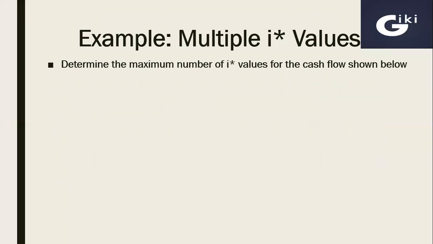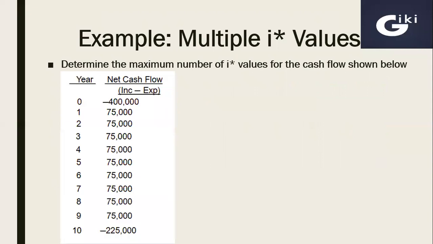Here is an example of multiple ROR values. We need to determine the maximum number of ROR values for the cash flows shown below. Here we have time periods from time 0 to time 10 and net cash flows are given. Net cash flows mean inflows minus outflows, or income minus expenditures. So at time 0 we have a cash outflow of $400,000, and from year 1 to 9 we have an annual series of payments of $75,000 every time period. And at the 10th time period we have a negative cash flow of $225,000.